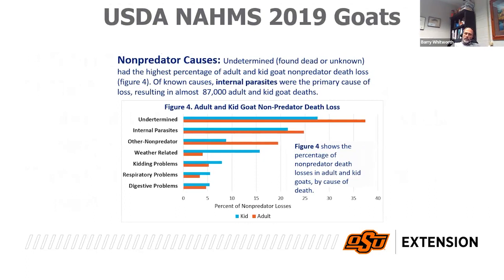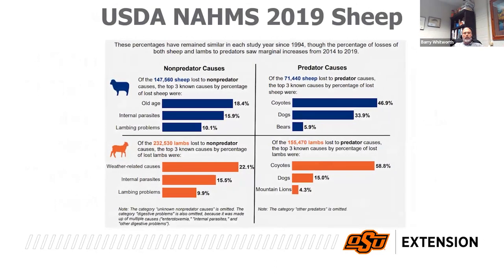Nematodes cause a lot of problems. Outside of undetermined and non-predator causes of death, internal parasites are responsible for kid and adult deaths when it comes to goats. Sheep are not much different, but it's the second leading cause as far as adults and in lambs. So this is our biggest health challenge when it comes to small ruminants.